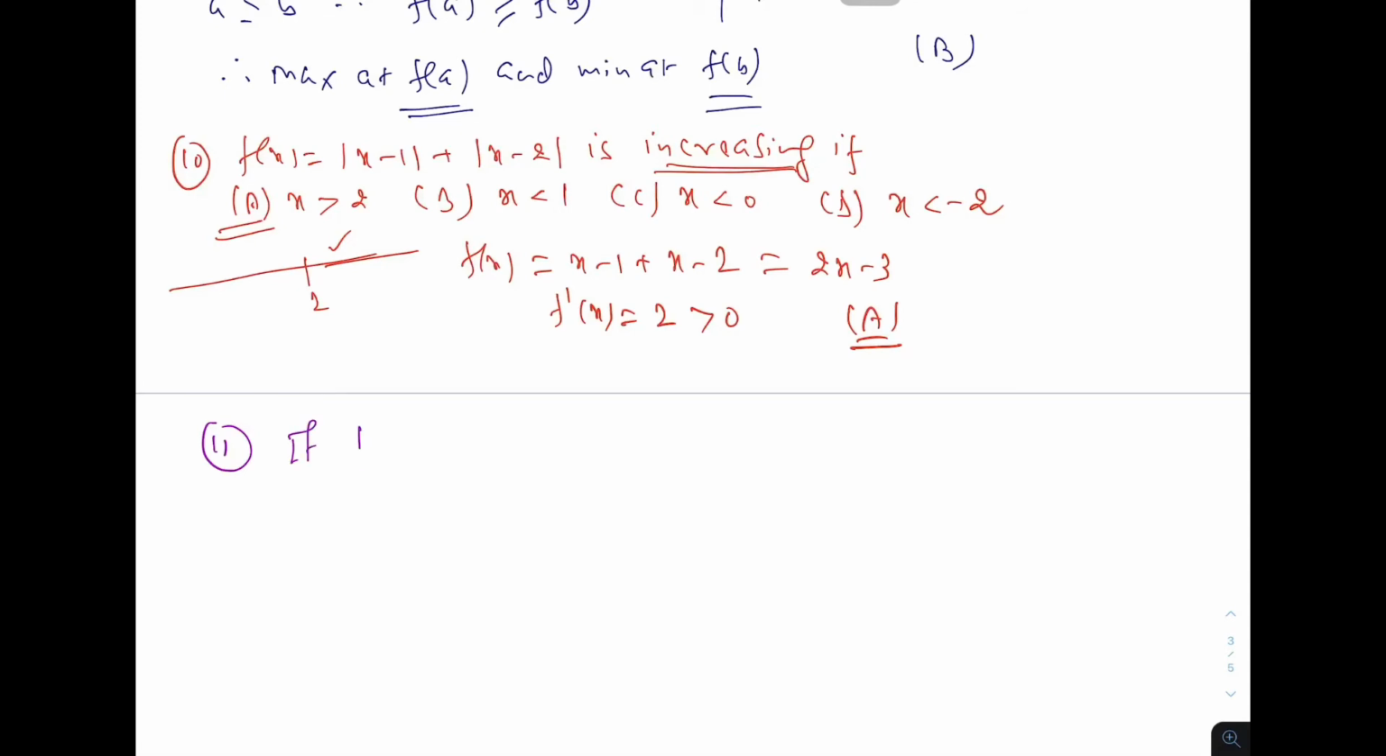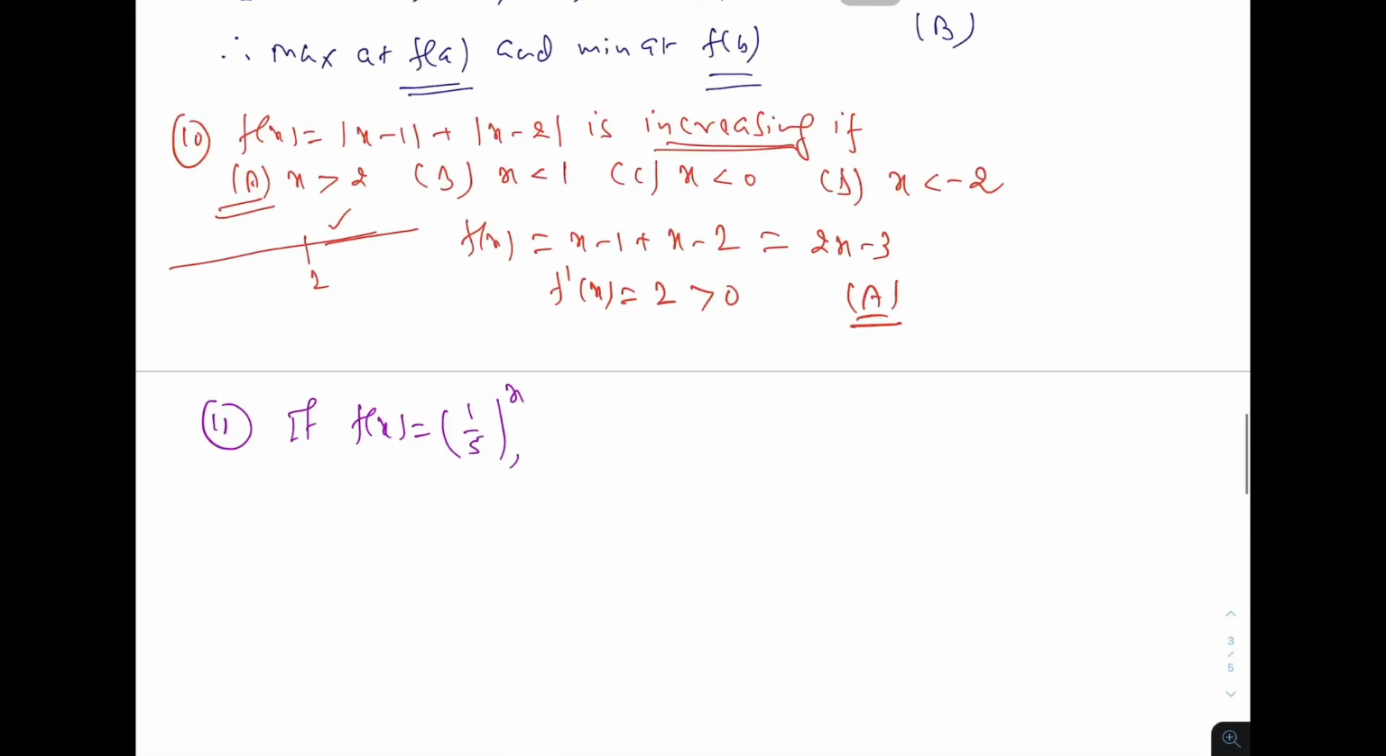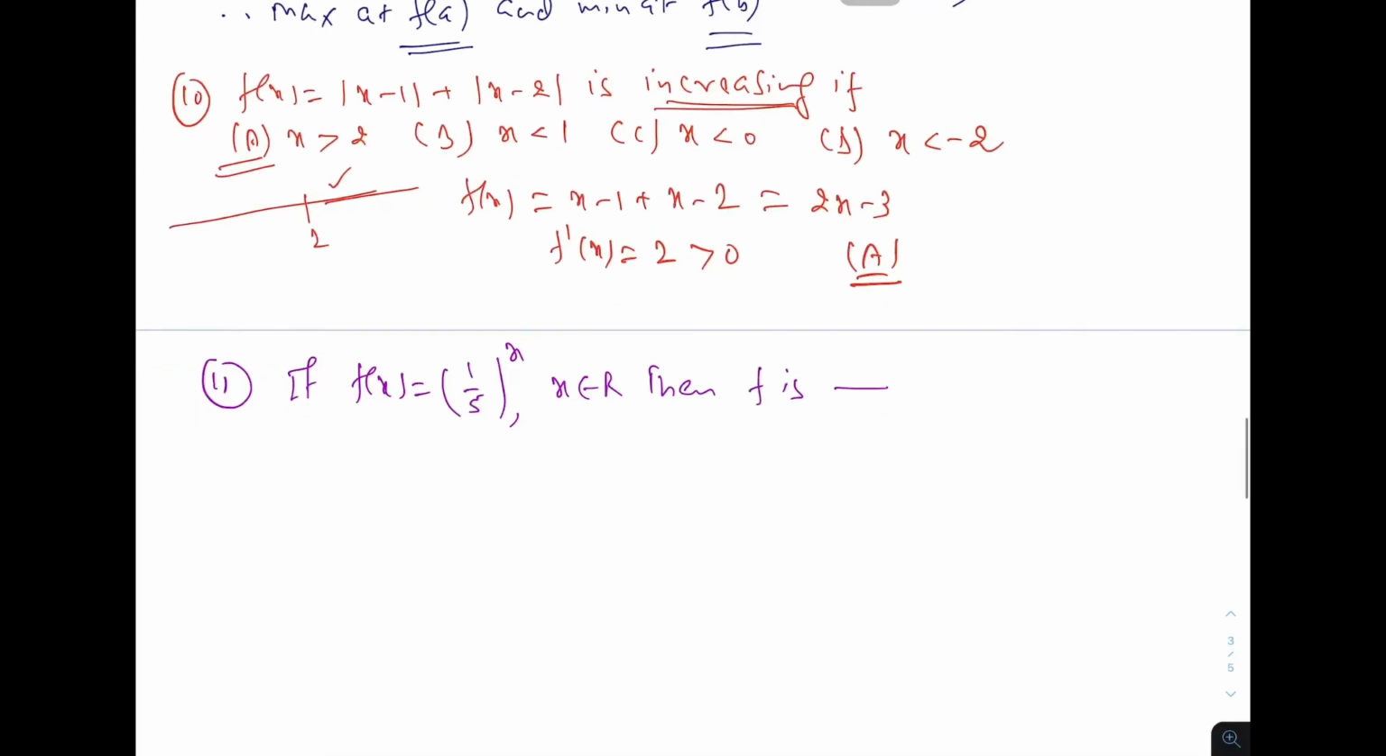If f x is equal to 1 by 5 power x, x belongs to R, then f is increasing, then decreasing, then constant, and none of these.